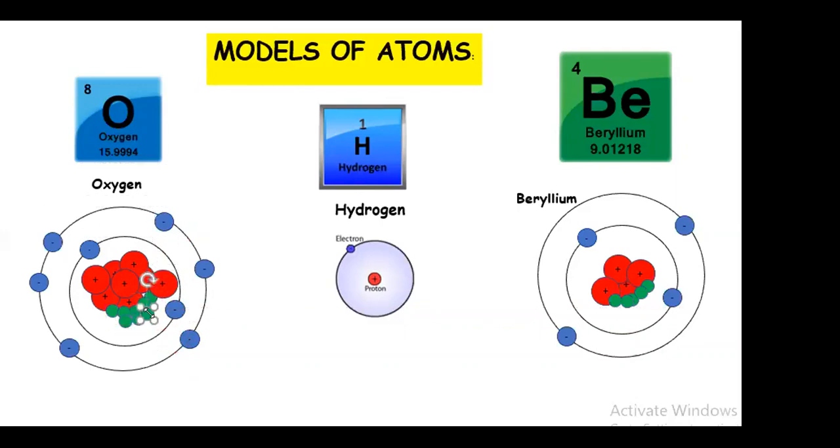Okay, so I'm just going to repeat myself. The smaller number tells me how many protons and electrons there are in an atom. The bigger number, which we need to round off, tells me how many neutrons and protons there are all together.